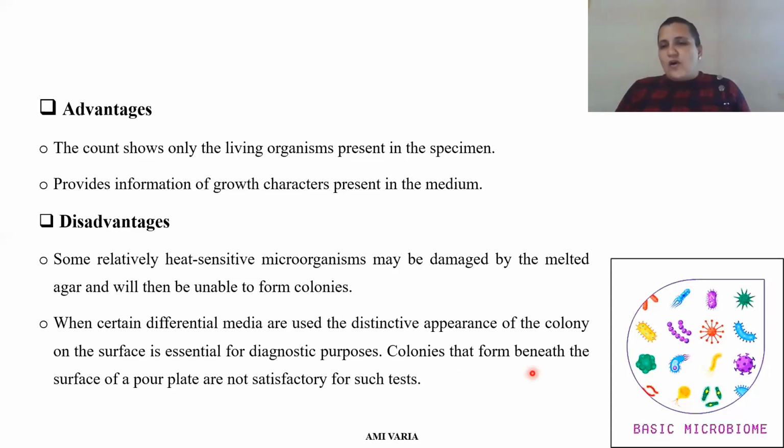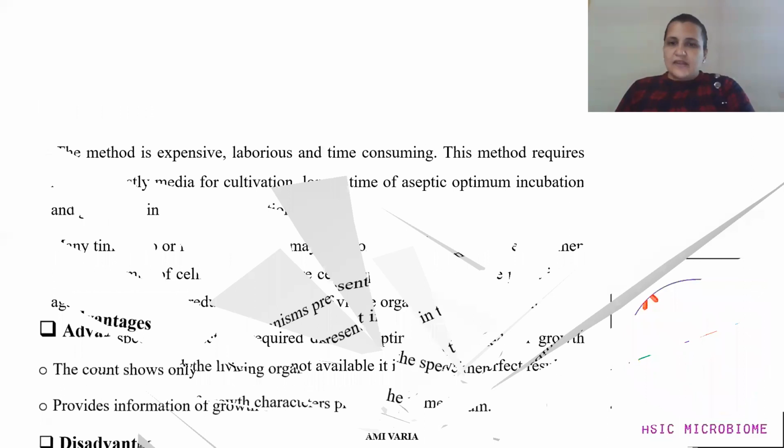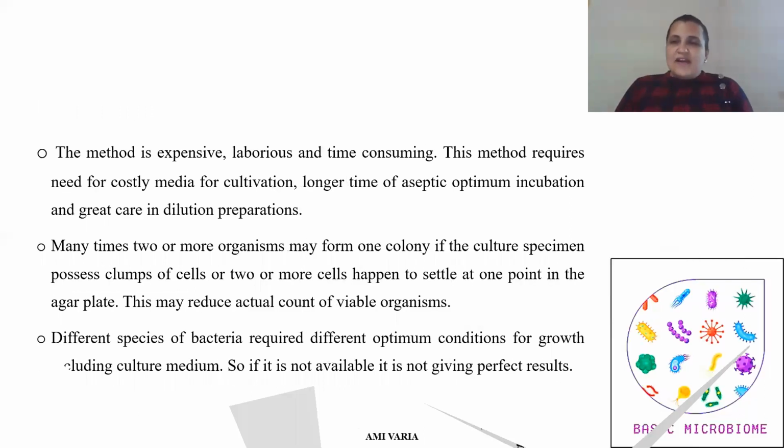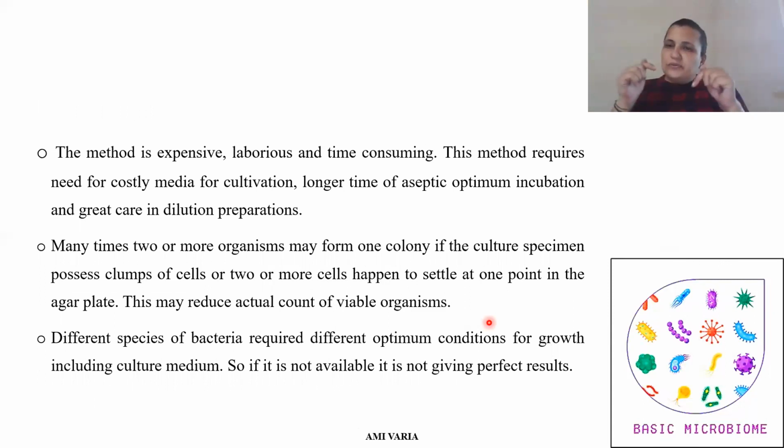The colonies that form beneath the surface of the agar in the pour plate do not give a satisfactory count. Other disadvantages are, if two colony forming units settle at the same place in our nutrient agar plate or culture medium plate, then it gives an error in the colony count. Many times two or more organisms form a single colony.